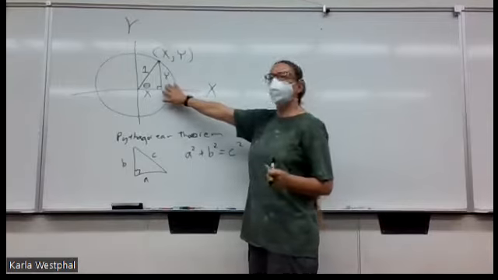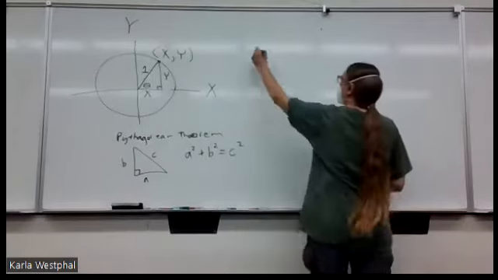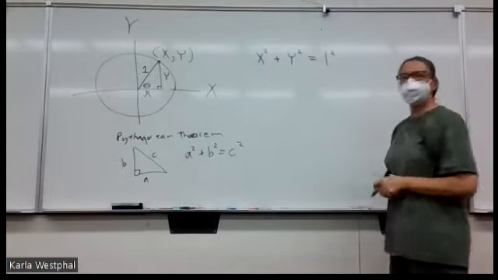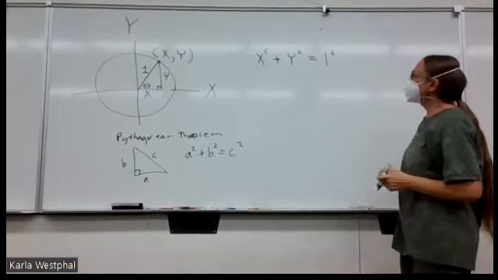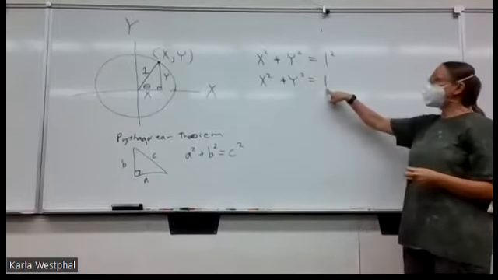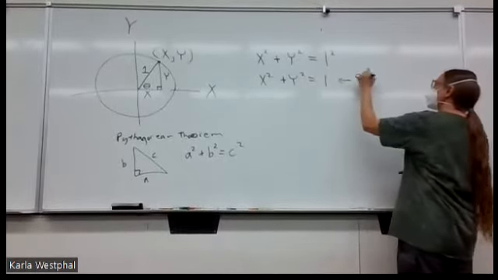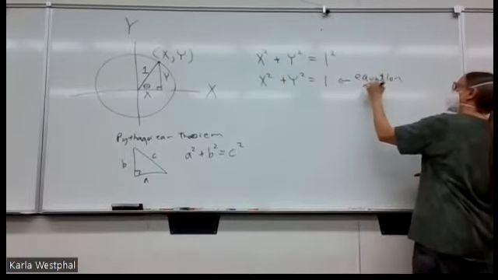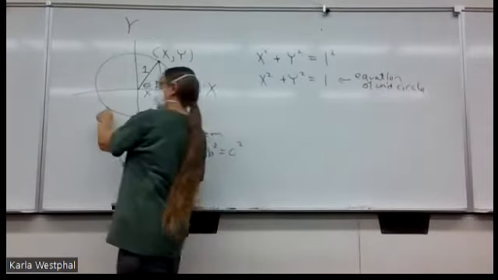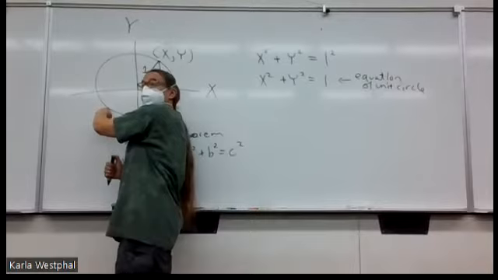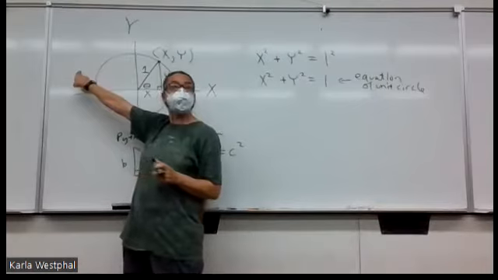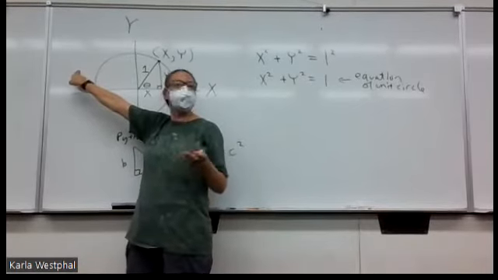Well, if I look here, I've got a right triangle. So x squared plus y squared equals 1 squared, which of course is just 1. x squared plus y squared equals 1. That is actually the equation of the unit circle. What that means is if I take a point that's on the unit circle and I plug in its x and y value, it's going to make that equation true. And if I take a point that's not on the unit circle and I plug in the x and y value, it's going to make that equation false.